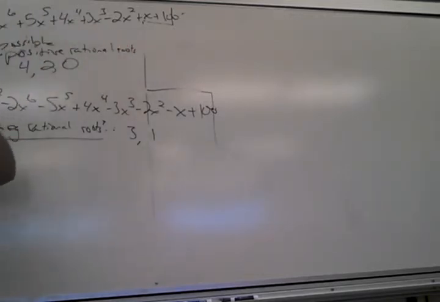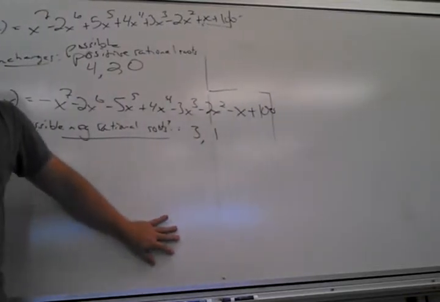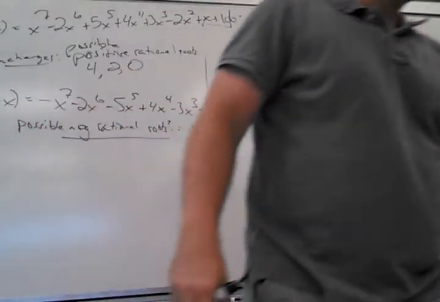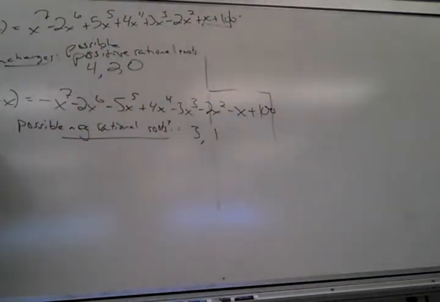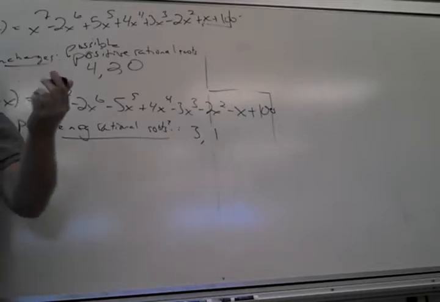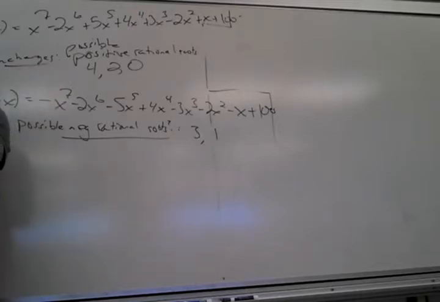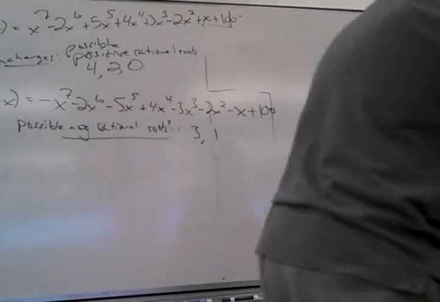So Descartes helps you out a little tiny bit, but not a huge amount. The only time that this rule is really valuable is when it only changes sign once. Or when it doesn't change sign at all is when it's immediately valuable. If it only changes sign once, then you're guaranteed one of those answers. If you have a positive 7, wouldn't you try 4 positive and 3 negative?